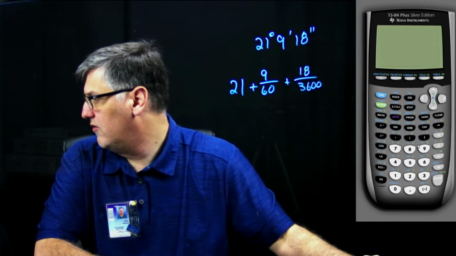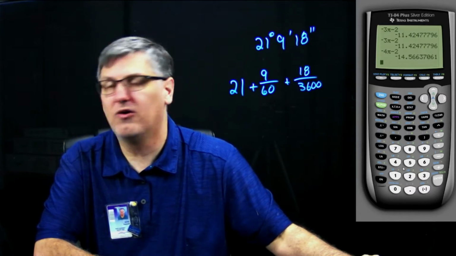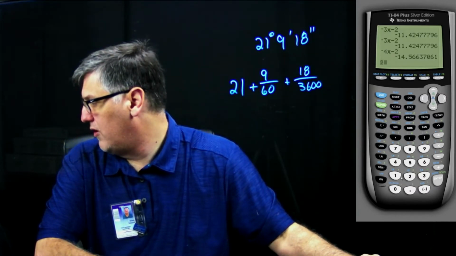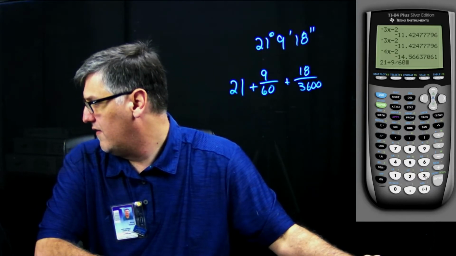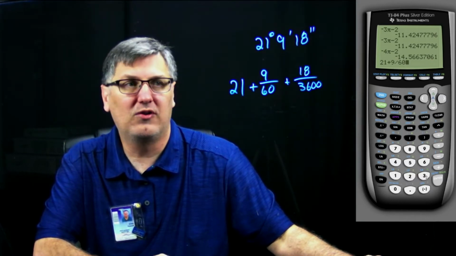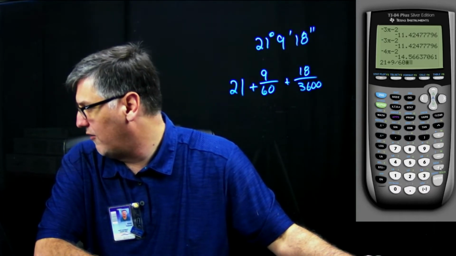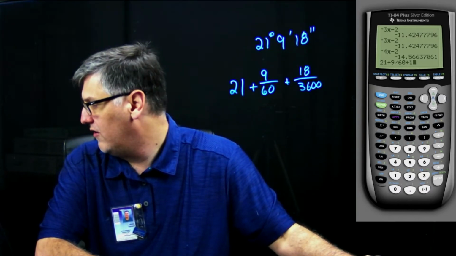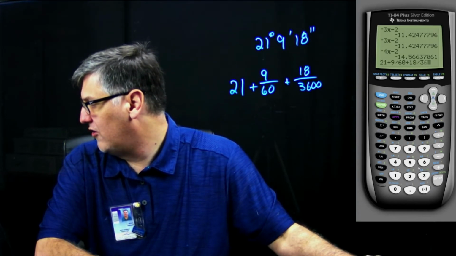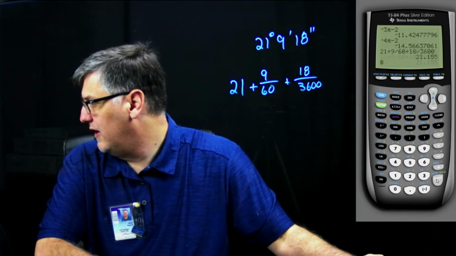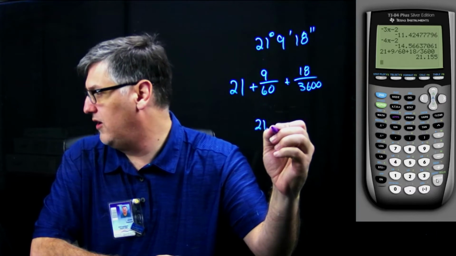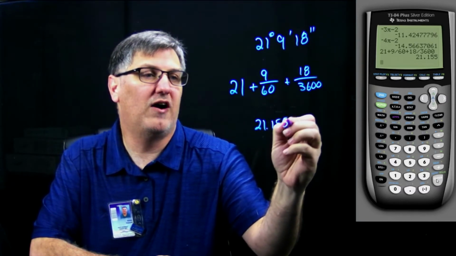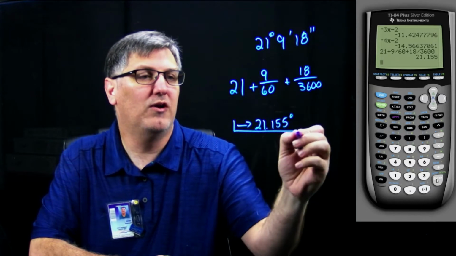Turn it on. There we go. So we're going to just simply do 21 plus 9 divided by 60. You don't need to use parentheses because the order of operations is perfectly fine the way that I'm typing it in. And then we're doing 18 divided by 3,600. And then just simply hit enter. And this converted into a decimal is going to be 21.155 degrees.